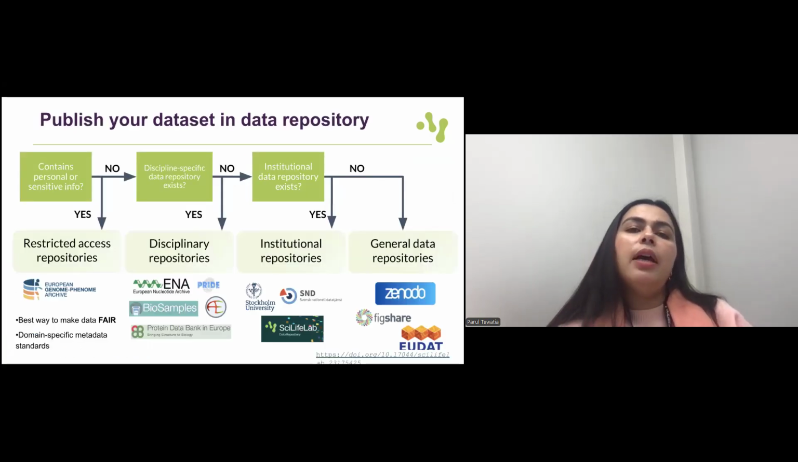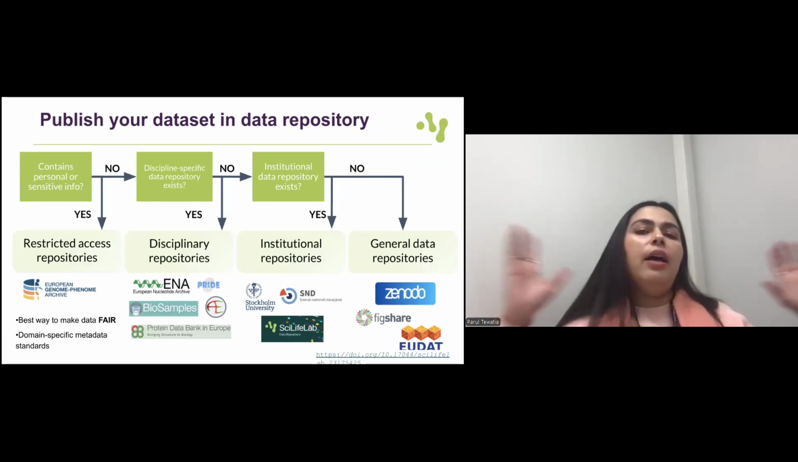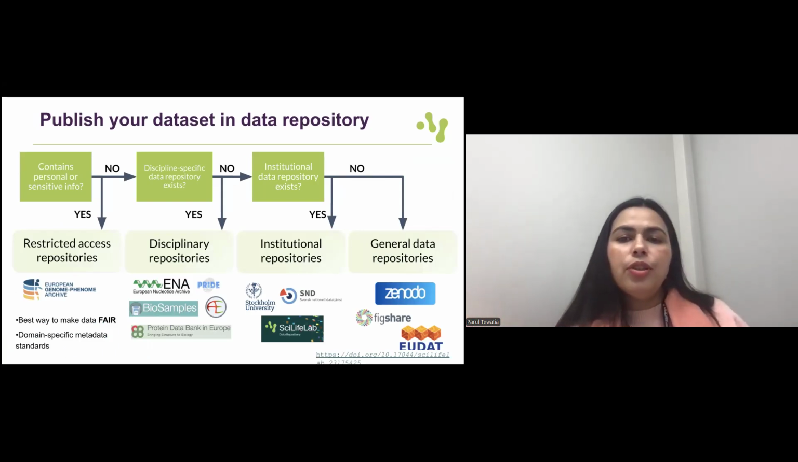Then how do you decide how to publish your data set in a data repository? Now I have my data set, which repository to choose? Okay. So this is kind of a small flow chart that we made together in our data stewards group. So how do you decide this? Okay, does my data contain any personal or sensitive information?